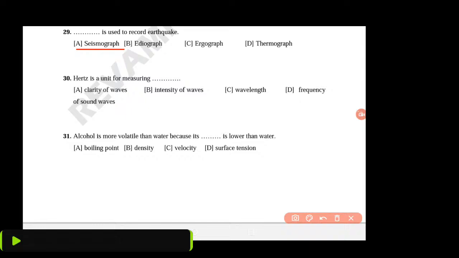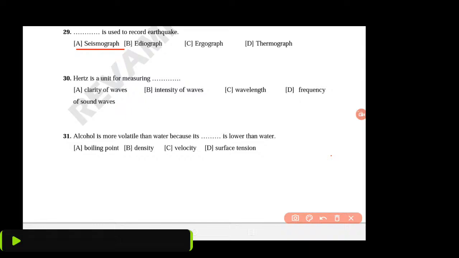And the next option there is ergograph. Ergograph is used for measuring and recording the amount of work a muscle does during contraction. That is when you want to measure the rates of fatigue. That is what ergograph is used for measuring. And thermograph is used as an infrared camera to detect heat. From the word thermo, you know it has something to do with heat.